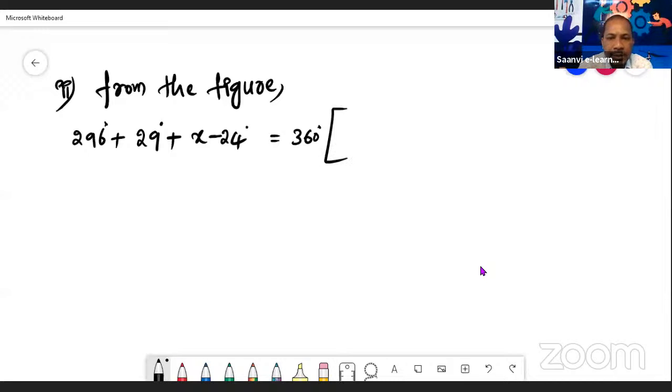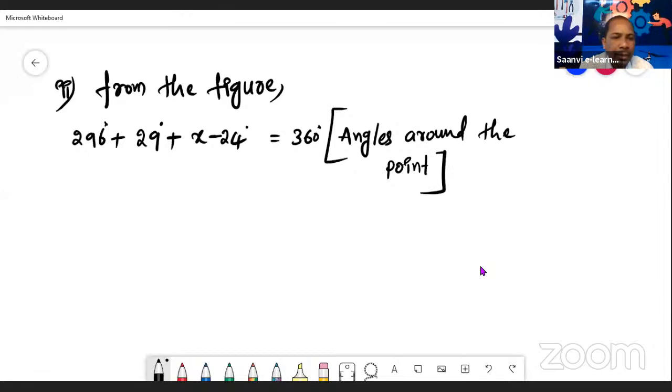Why? Because the reason is angles around a point. All the angles are formed around the point.